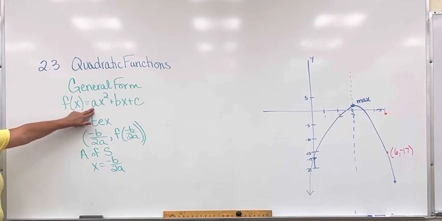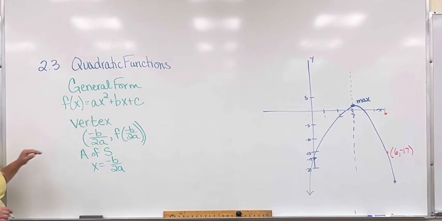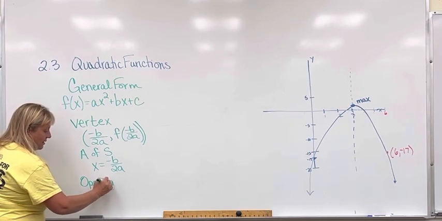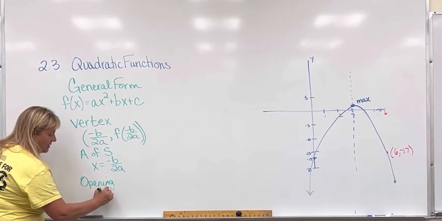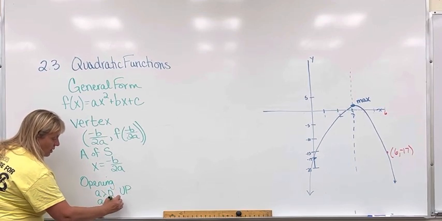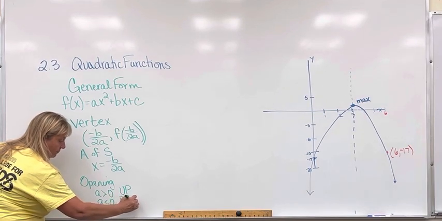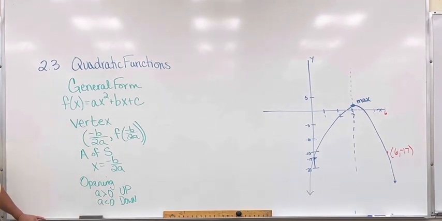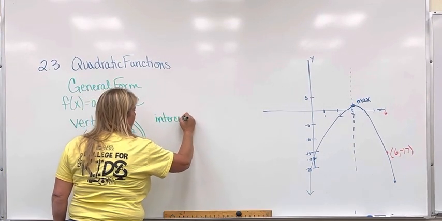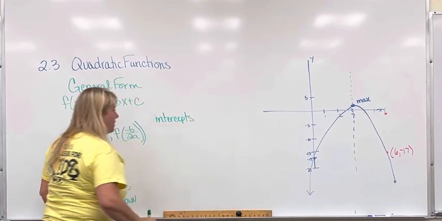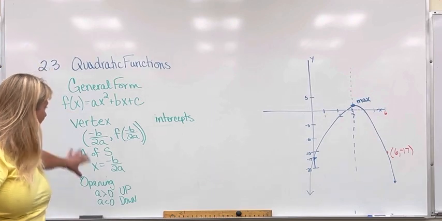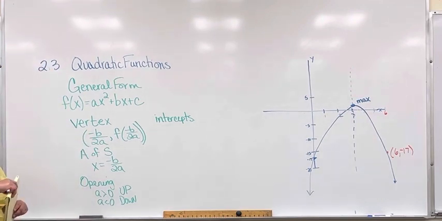Now, we still have an a out front, and so we still have our opening, and nothing changes with that. So opening: if a is greater than 0, we're going up. And if a is less than 0, we're going down. And then we have intercepts. Same things that we were doing before, it's just this part right here is a little bit uglier.